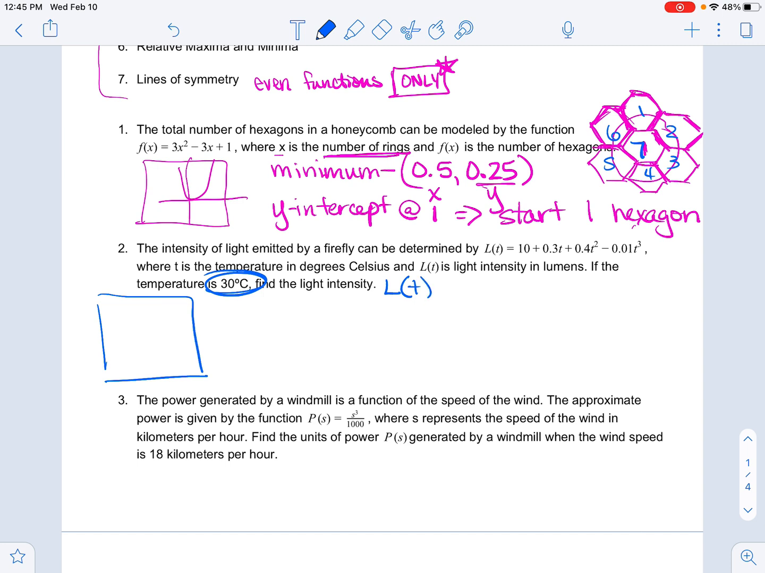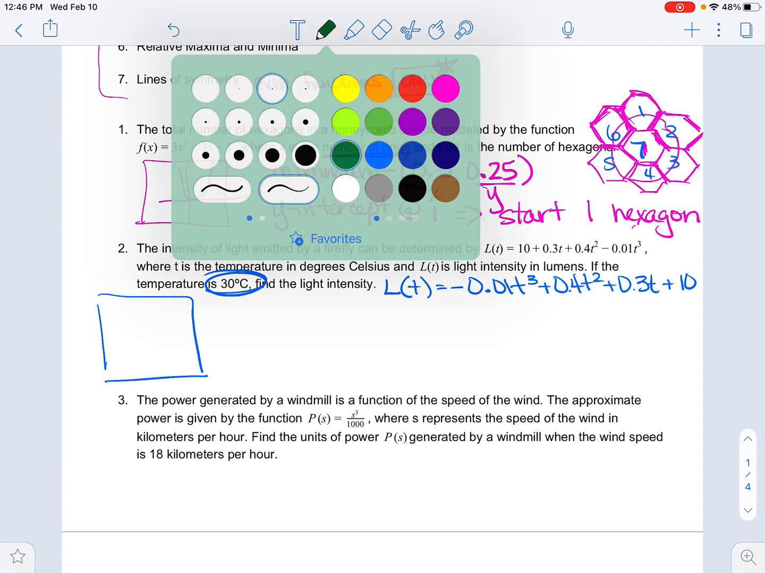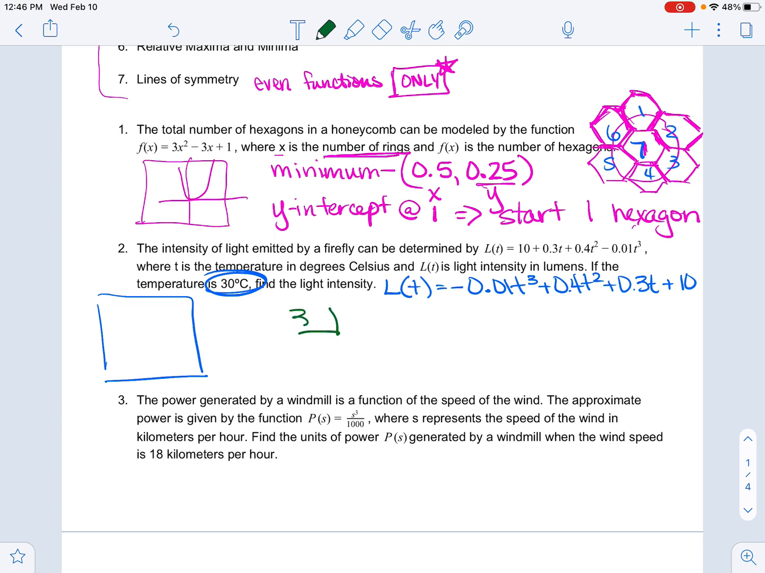So this is going to actually be in standard form. The light emitted by a firefly is equal to negative 0.01 t to the third plus 0.4 t squared plus 0.3 t plus 10. When we do synthetic substitution or synthetic division, the 30 goes in the box. That's the number we're going to plug in. And remember, we only write down the coefficients.